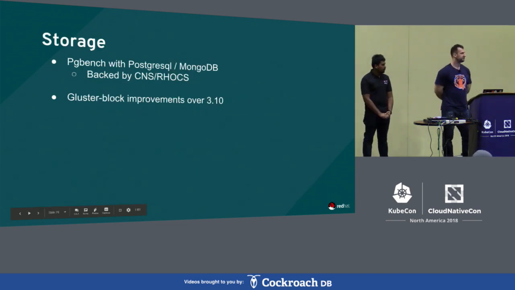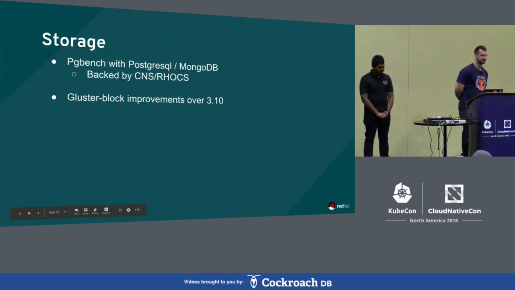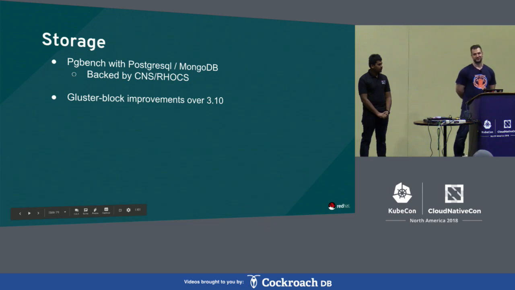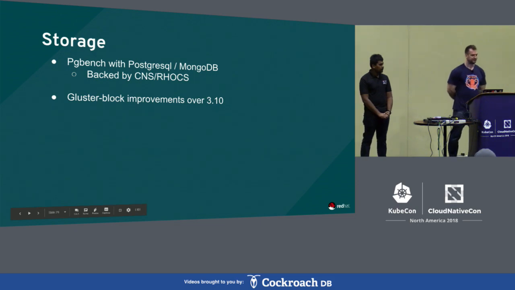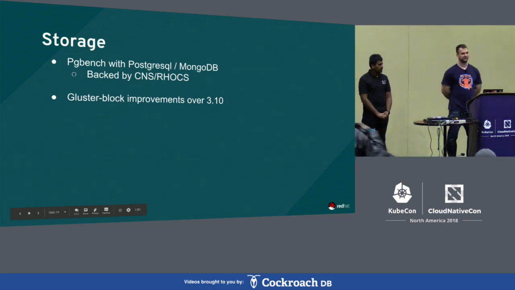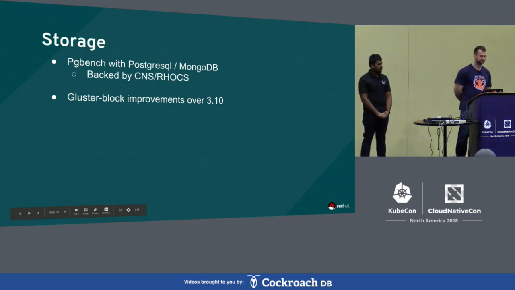As for storage, our storage solution on OpenShift is Gluster, otherwise known as Red Hat OpenShift Container Storage, formerly Container Native Storage, in case you're not keeping up with the names. Essentially, we run a pretty decent sized Postgres or MongoDB install on the cluster and then load it up with pbench. Specifically, in the improvements in 3.11, the Gluster block performance has increased substantially.